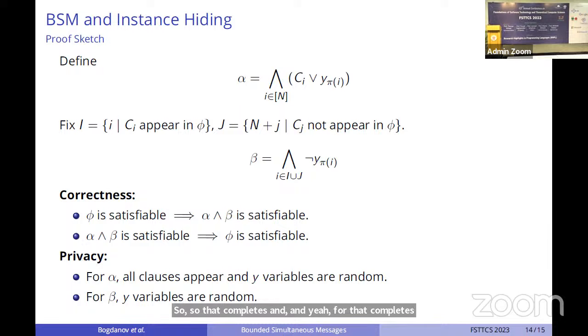So the privacy is the following. If you look at alpha, all the clauses appear, and then there is a random order of randomly appearing y indices. And for beta it's the same. Some random order of y indices are appearing, so they look random. They don't tell anything about the formula. They don't tell anything about phi. The phi is sort of hidden.